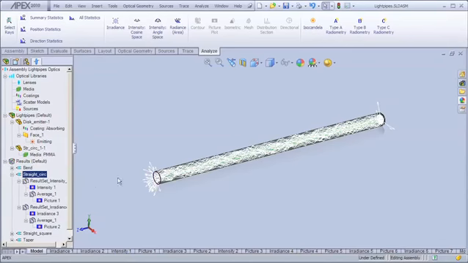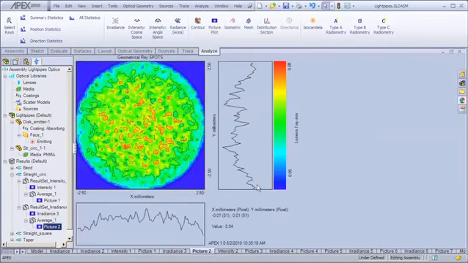Now what we'll do is take a look at what the output distribution looks like at the output face, and we'll start by looking at the irradiance distribution. And what we've got here is a simple averaging of the data at the output face, and this is showing the energy as a function of area across that output face. And you'll notice that there is non-uniformity in the distribution from this pipe.